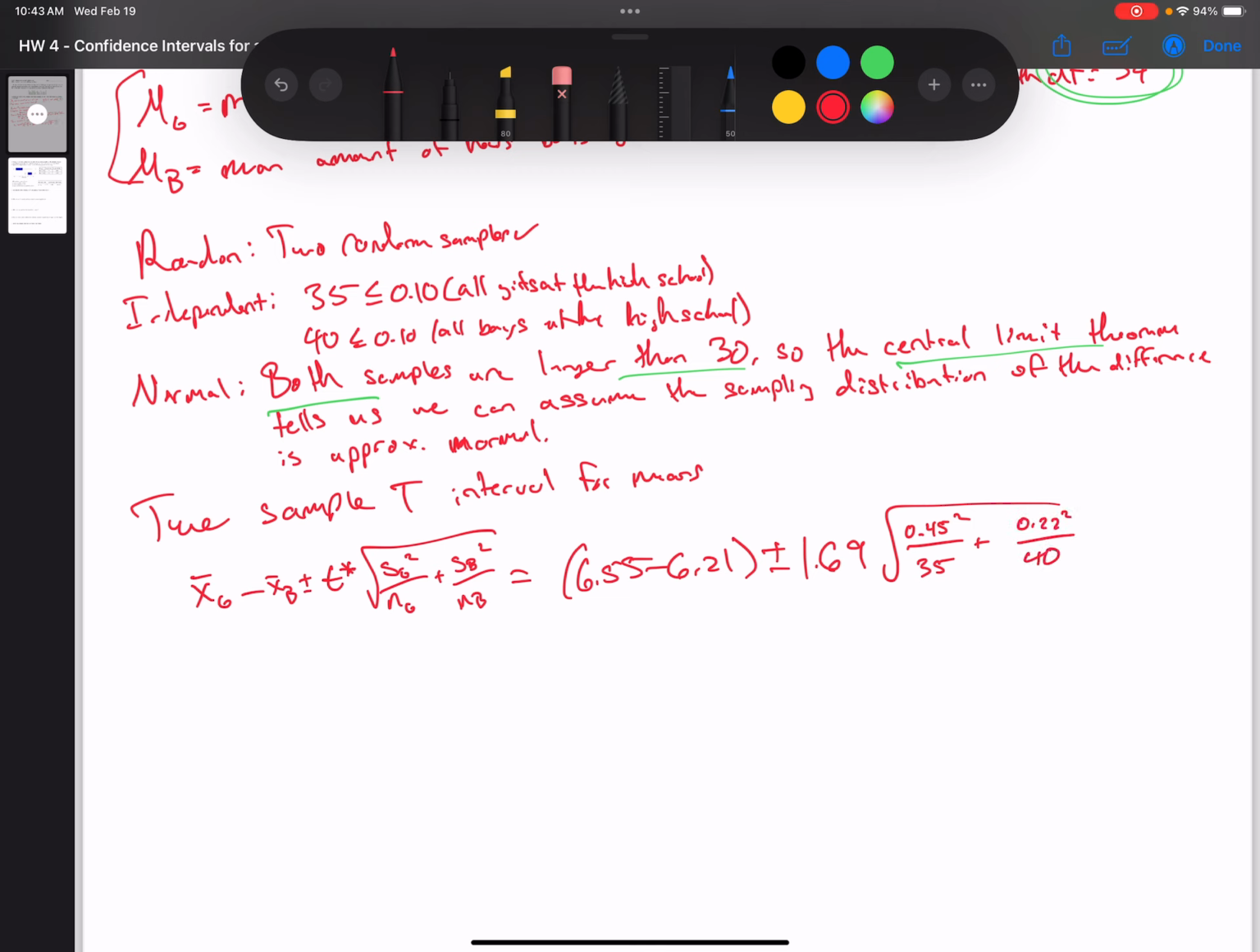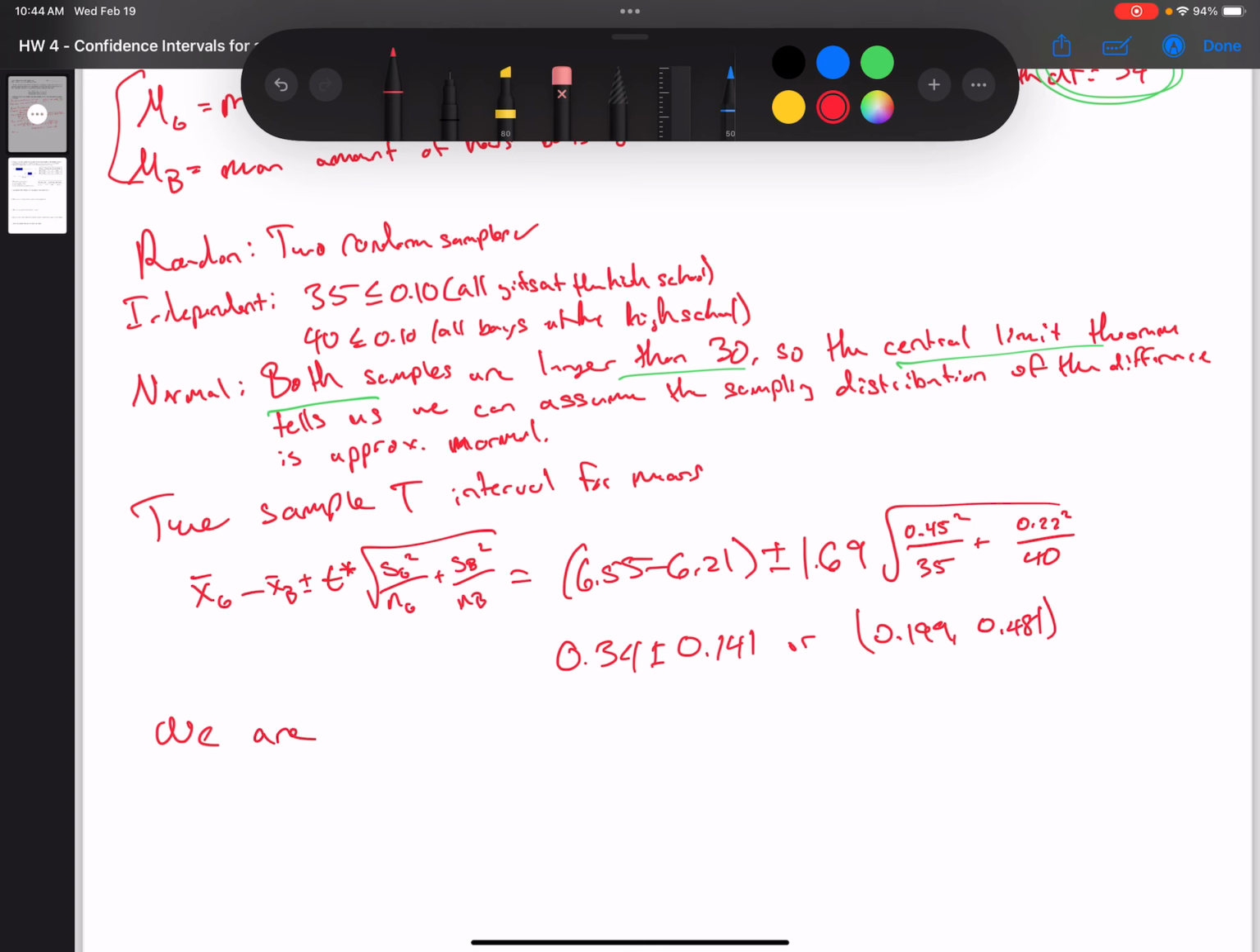So we throw all that into our calculator, and let me write this out one time first. We're going to end up with 0.34 plus or minus 0.141, or you can write it as an interval. We've got 0.199 and 0.481. So there's our interval.